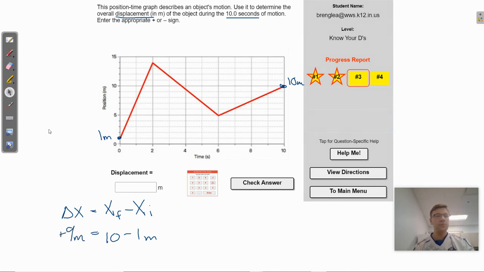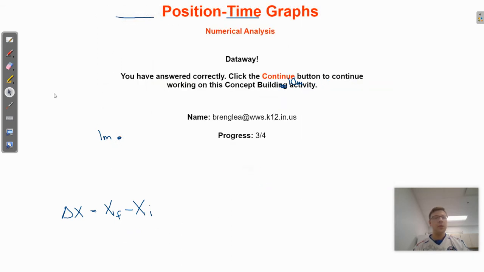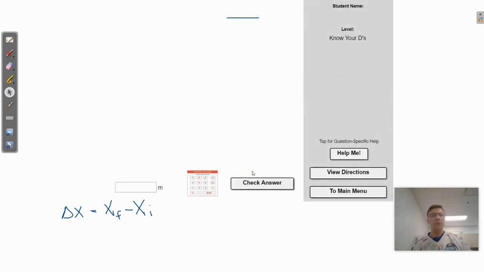Just wanting to go through the equation and the math there, because it's not always going to be as simple as 10 minus 1, I guess is what I'm getting at there. Go ahead and leave that equation there just in case. And we've done a good job. Nailed it. All right, let's keep moving.